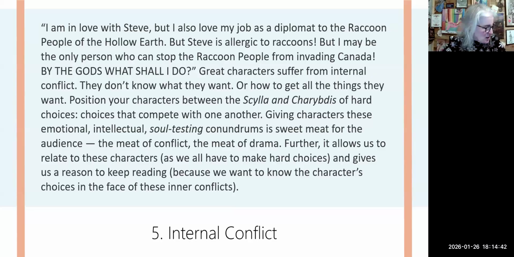I'm probably getting ahead of myself, but this one in particular is on inner conflict. So we all have inner conflict. Every single one of us, we have things inside that we have arguments with ourselves about. We're not exactly sure how we feel about something. So should your characters have those same types of inner conflicts.